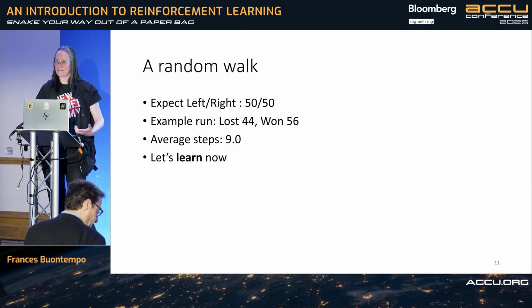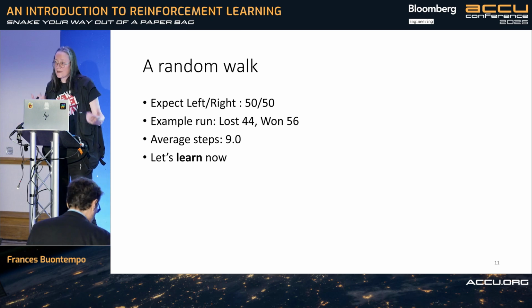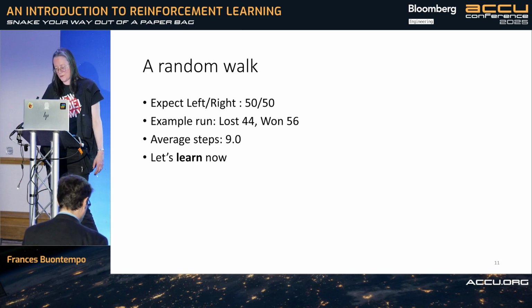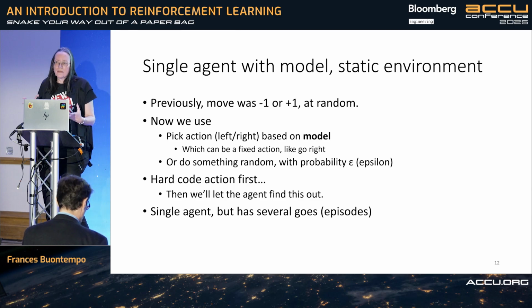Let's start learning something now. That's our basis. We've got a loop. Whilst the game's happening, we do an action, we get a reward, but we don't do anything with it. So now, I can encode some knowledge about the domain in the agent. In effect, give it a model.